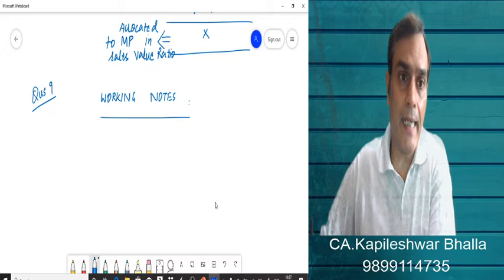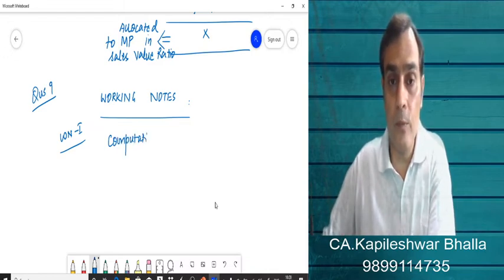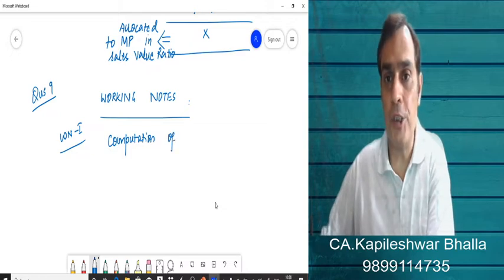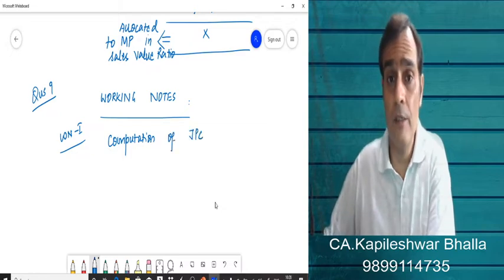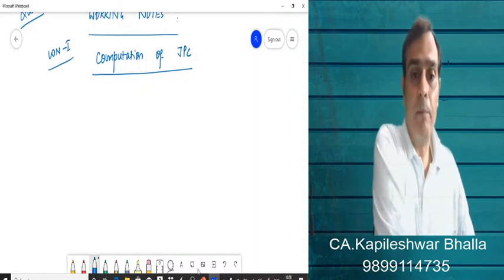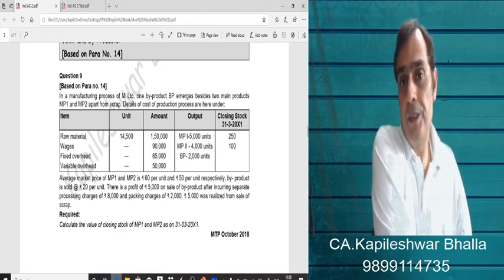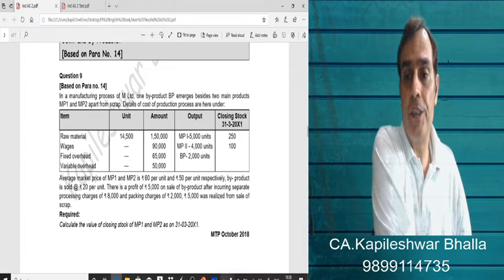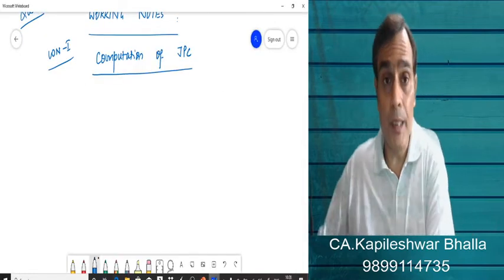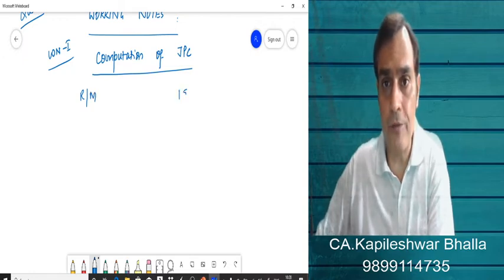So we are looking at working note number 1, the computation of JPC, not the net JPC. First, we're looking at the total JPC. I need to get back and have a look at the data in the question. We've got material which is 150, wages which is 90. Let me first note it down. So we've got raw material which is 1,50,000.